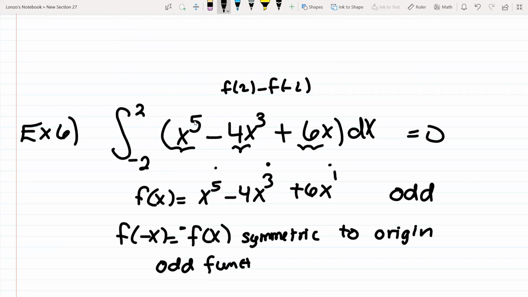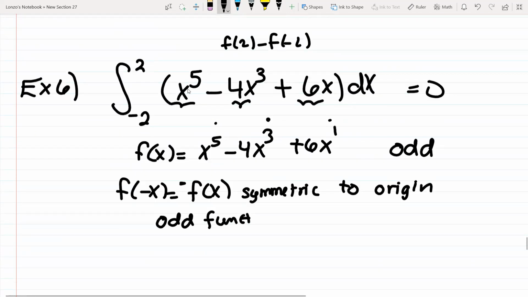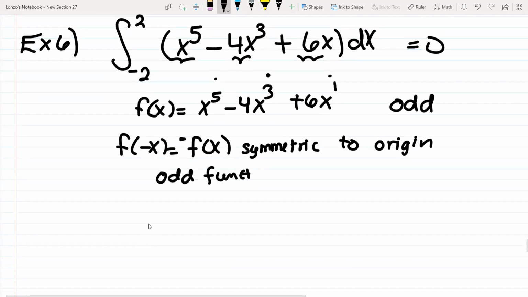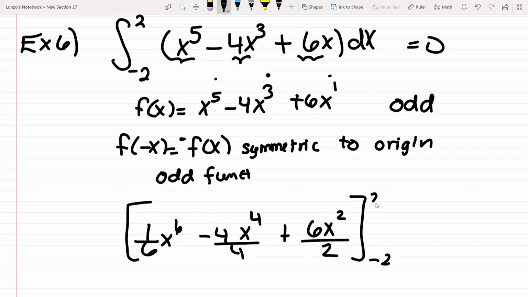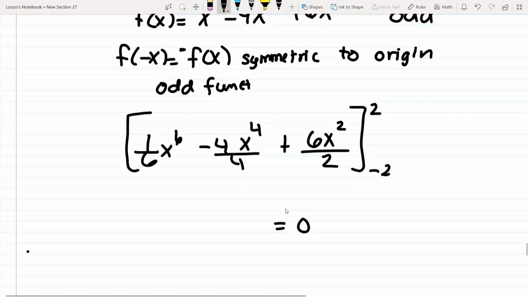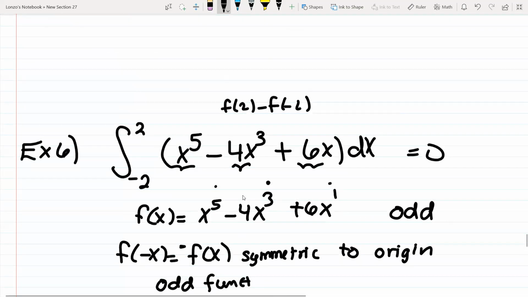You could do the long way if you don't believe me. Take the integral of each term. For example, the integral of x^5 is 1/6 x^6, the integral of -4x cubed is -4x^4 over 4, and the integral of 6x is 6x^2 over 2. Then you would apply the fundamental theorem of calculus, from -2 to 2, upper boundary minus lower boundary, and you would still get 0. It's a bit time consuming, but this is a perfect shortcut.